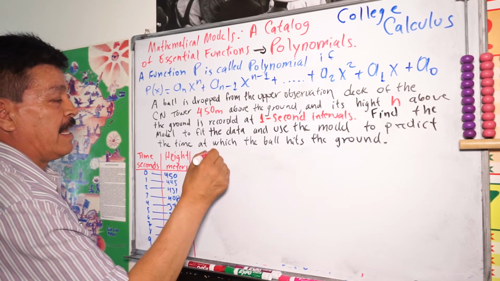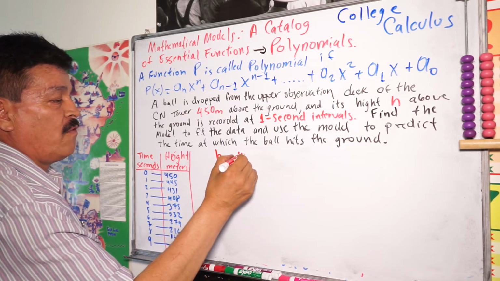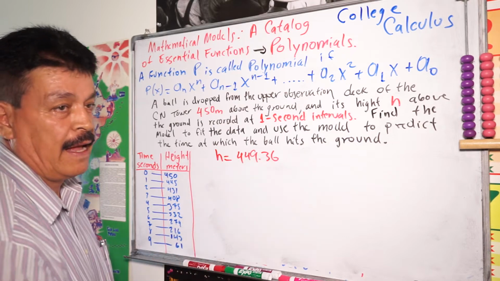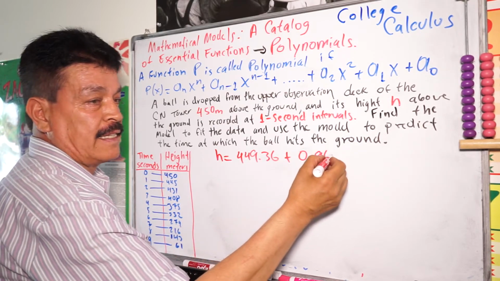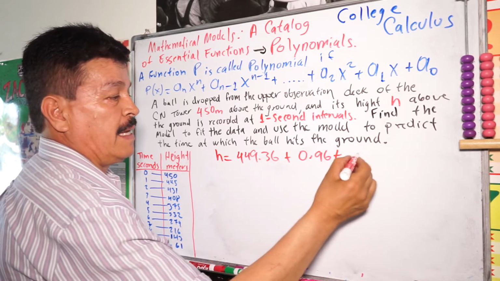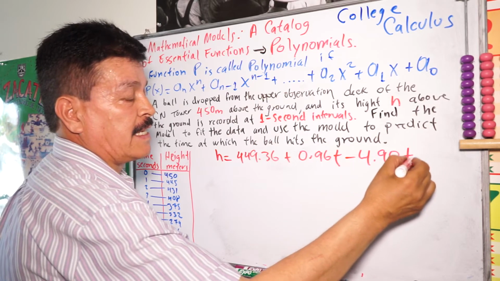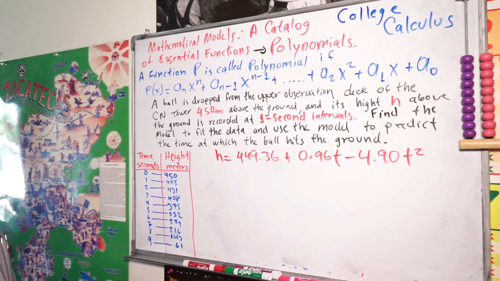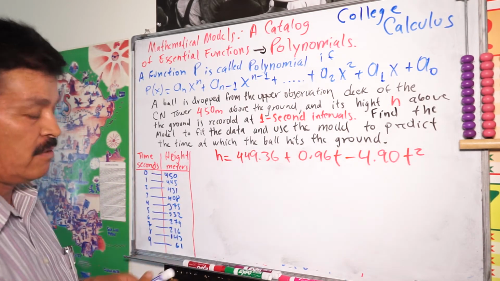Okay, first, the height. The height is equal to 449.36 plus 0.96. This is data that we have collected. Minus 4.90 t squared. I'm going to apply the quadratic function to solve this question. So this is the model to find the answer to this question.